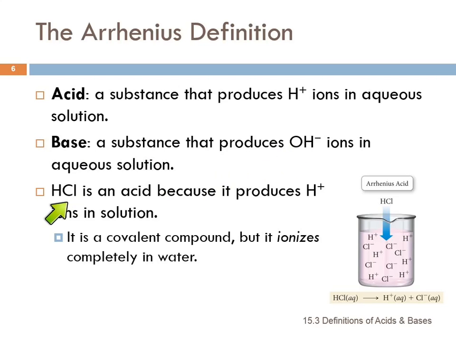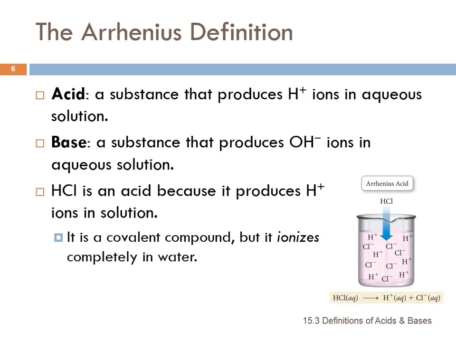So here's an example. HCl is an acid. By this definition, it is an acid because it produces hydrogen ions in solution. I've got a picture over here. We put HCl in here, and it forms hydrogen ions and chloride ions. And here's a little chemical equation down here.